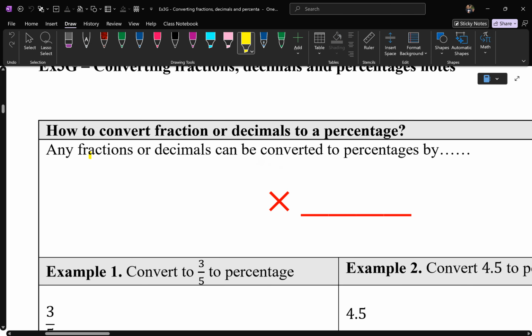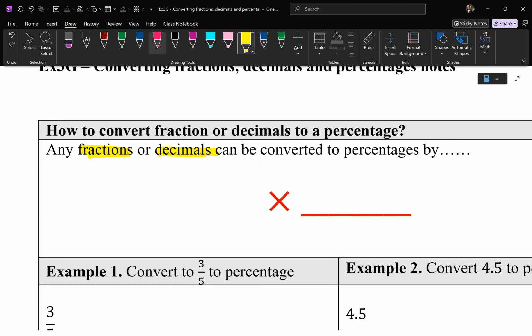Any fraction or decimals that you want to convert to a percentage. If you want to convert to percentage, there's only one way. Fractions or decimals convert to percentages, you times by 100. Fill that in. So I'm going to write here, times by 100. So that's the first skill. Why do we times by 100?